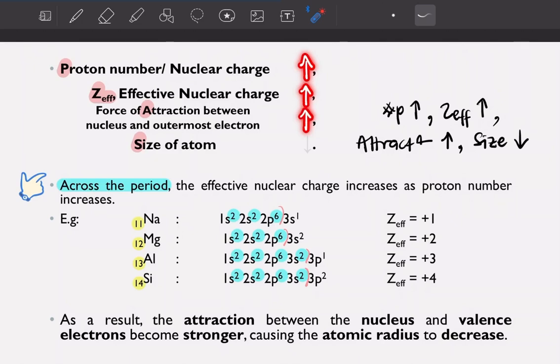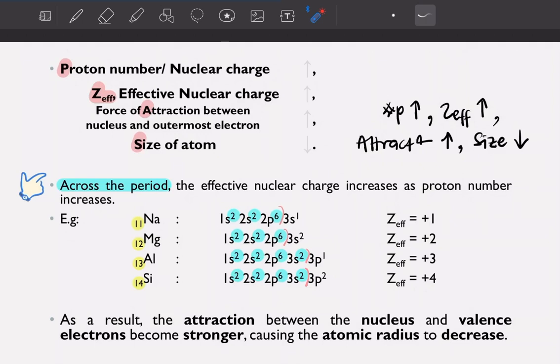So, maksudnya elektron awak yang dekat luar tu, makin lama across the period kan, lagi banyak proton, lagi banyak elektron. Okay, nuclear charge increase, effective nuclear charge pun increase. That means that your outermost electron, your electrons in the valence shell is pulled even more stronger lah to the nucleus. Okay, the force of attraction makin stronger. So, therefore, kalau dia makin kena tarik dalam, then the size of the atom will decrease. Okay, so that is PISAS.